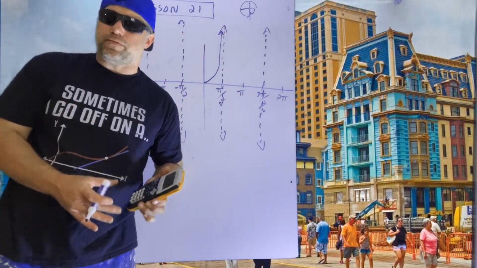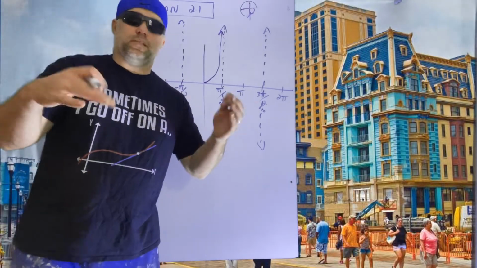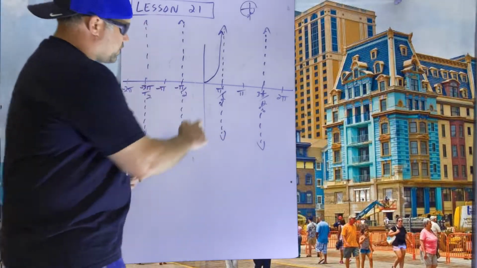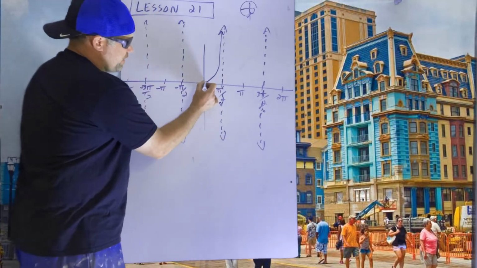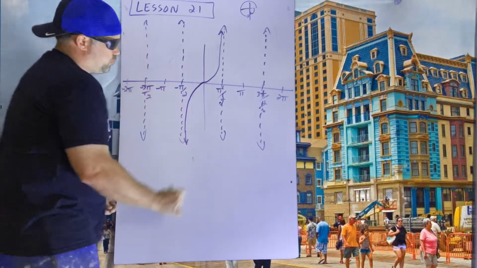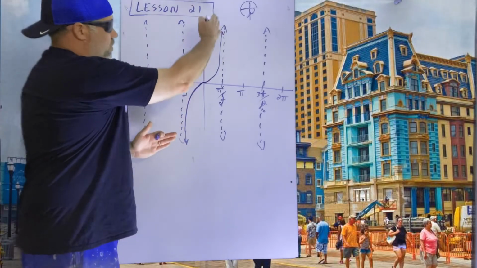And I think we might have talked about that back in school. But that's what happens over here on this side. Now on this side, the same idea is going to happen. It's going to get really close to negative 90, but it's never going to touch it. So that's what that section of tangent will look like.